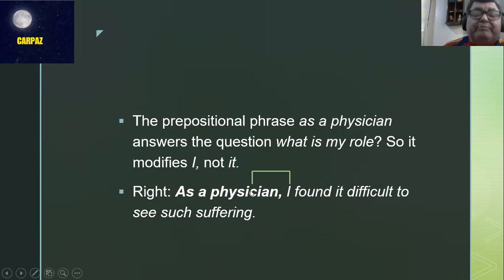As you can see, by law of proximity, physician is next to I, because I is the pronoun modified by the prepositional phrase as a physician.